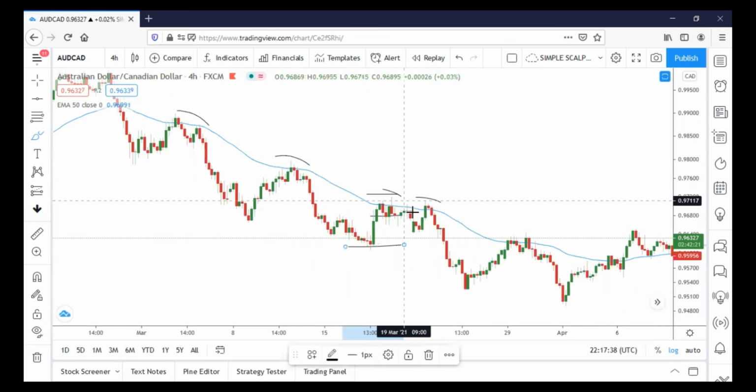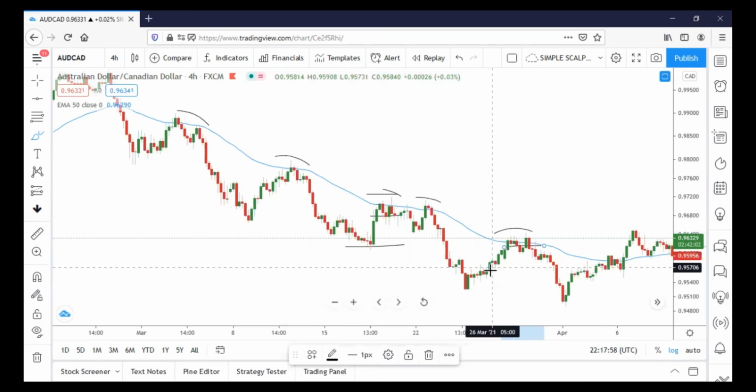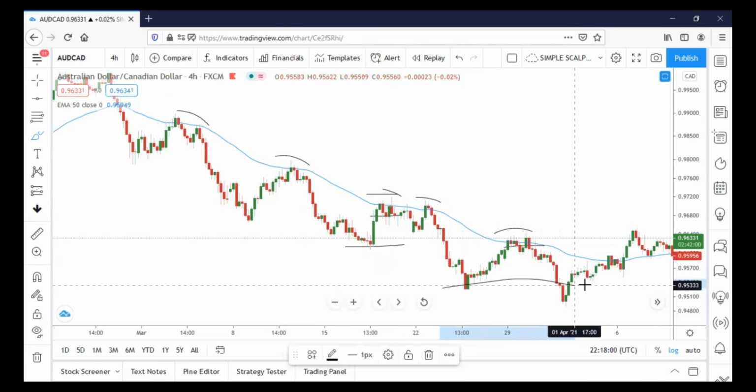Okay, so you can see we have an entry right here, another entry right here, and price pulled back into the 50 EMA again, presenting us a bearish candlestick pattern. There we enter, take our trade right after the close of the candle. Then our first profit is going to be the last low.